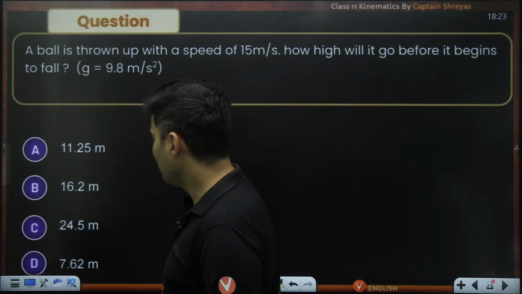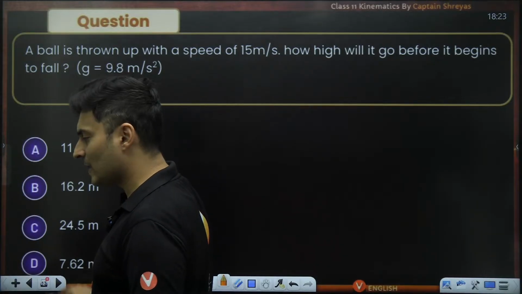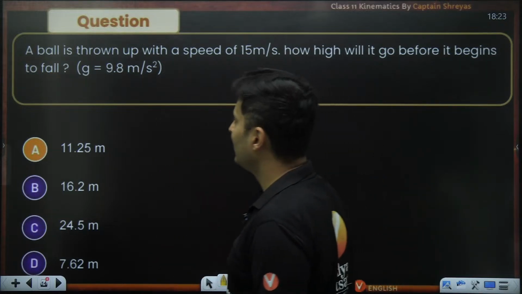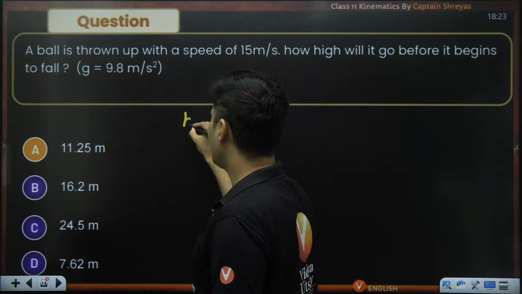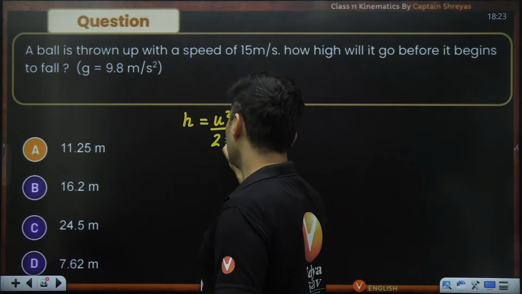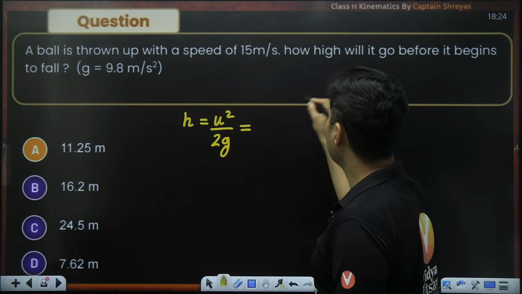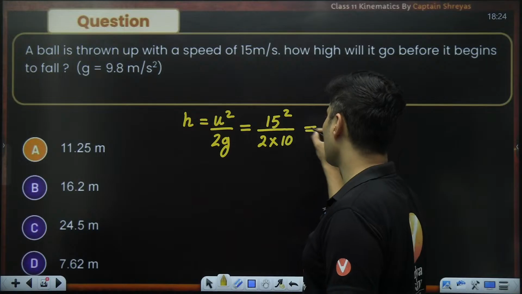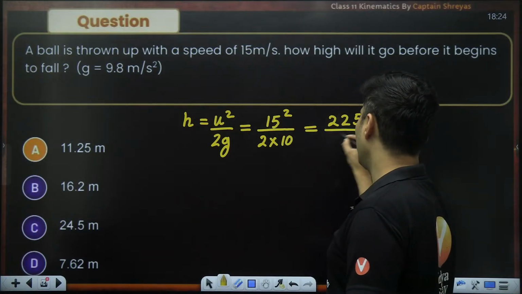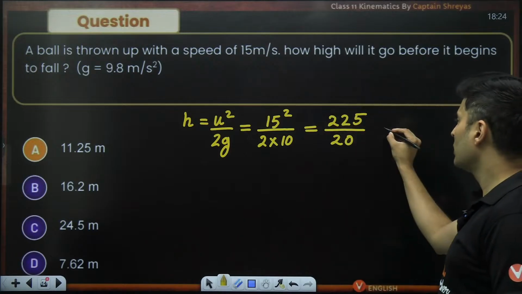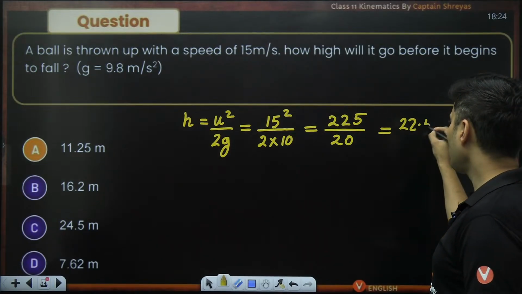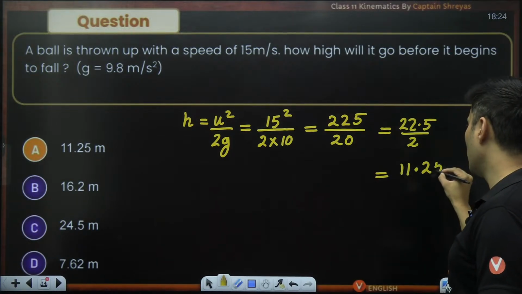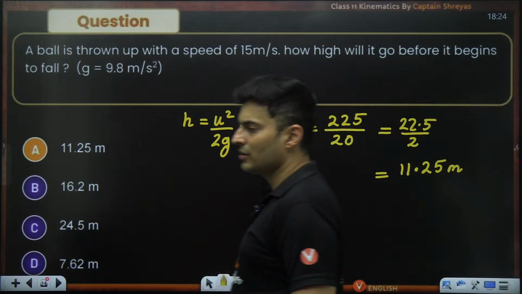Okay, so some people might be saying C, some people might be saying A, B, and the correct answer is option A. How do we get that? See, if it is thrown with this speed, how high will it go? That means height is asked. That means u square by 2g formula I will use, which I've just told you. Speed is nothing but 15. So 15 square divided by 2 multiplied by g, which is roughly 10. 15 square is 225 divided by basically 20. So this will be 22.5 divided by 2, which is nothing but 11.25 meters. So hence the correct answer is option A.